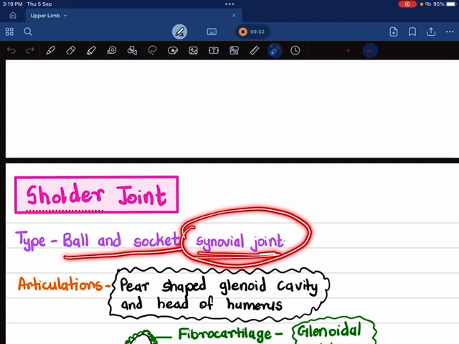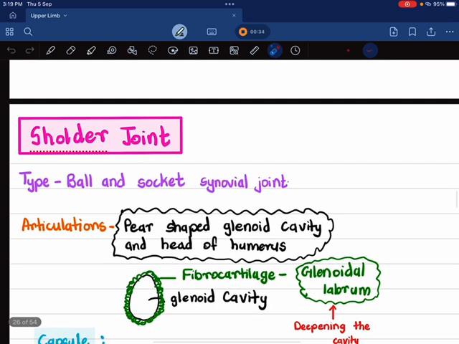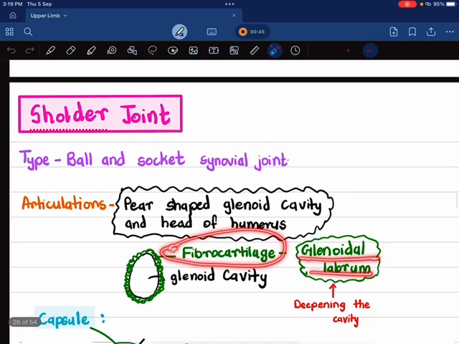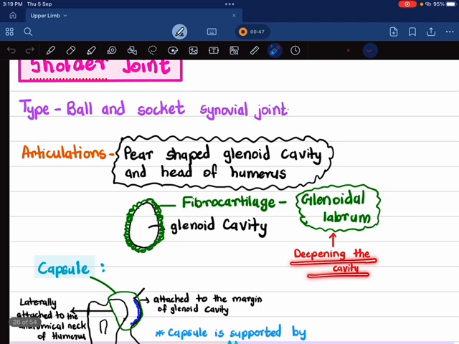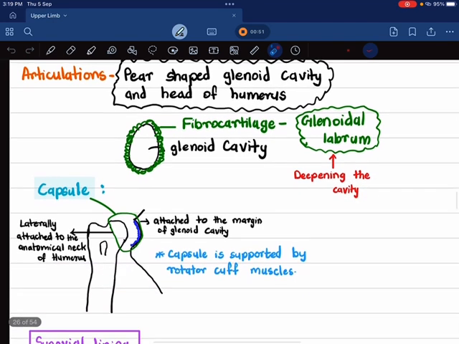The shoulder joint is basically a ball and socket joint, and it is classified as a synovial type of joint. Articulating structures: it has a pear shaped glenoid cavity and the head of humerus. The glenoid cavity is covered by fibrocartilage, and after covering it, it is known as glenoidal labrum. It helps in deepening the cavity, allowing the movements to be smooth. Now to the capsule. The capsule is attached laterally to the anatomical neck of humerus, while it is attached medially to the margin of glenoidal cavity.